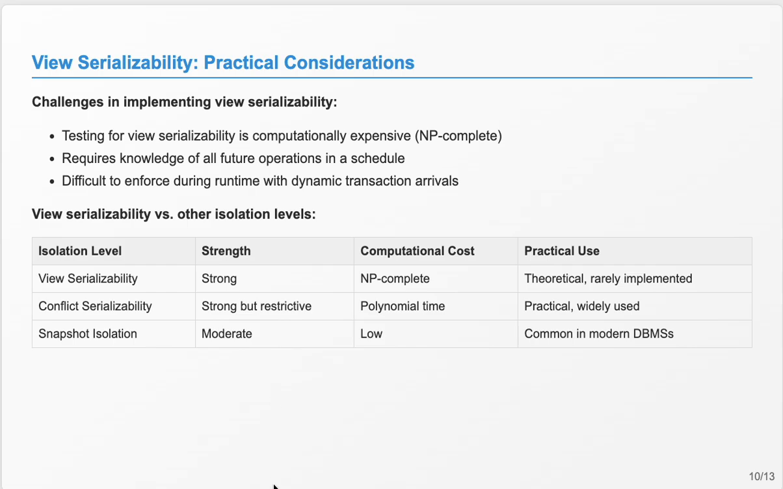Conflict serializability is stronger and more restrictive, and it has polynomial time complexity. The time complexity of the conflict serializability test is O(n squared), where n is the number of operations. So it is more practical and widely used. Snapshot isolation offers moderate strength at low computational cost and is common in modern database systems.